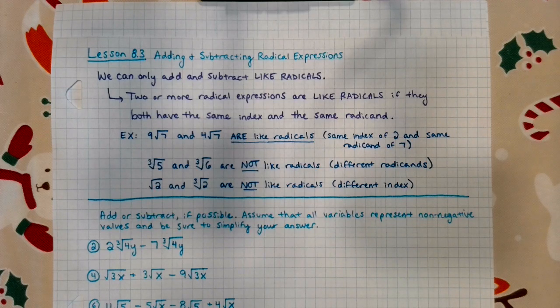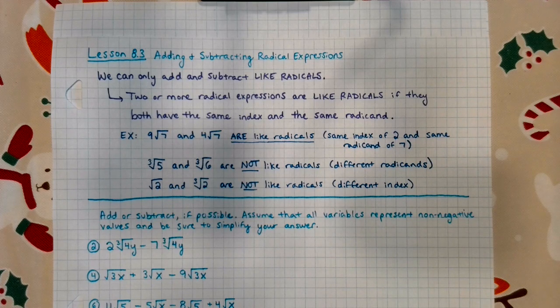Lesson 8.3 is on adding and subtracting radical expressions. This goes back to when we were first simplifying algebraic expressions. The idea stands for when we add and subtract radical expressions. We can only add and subtract like radicals. Two or more radical expressions are like radicals if they both have the same index and the same radicand.